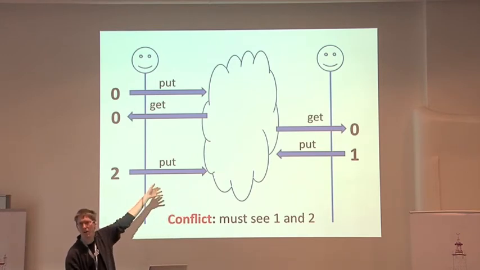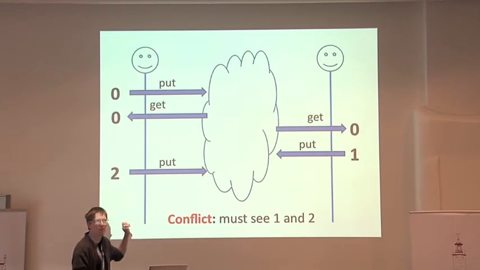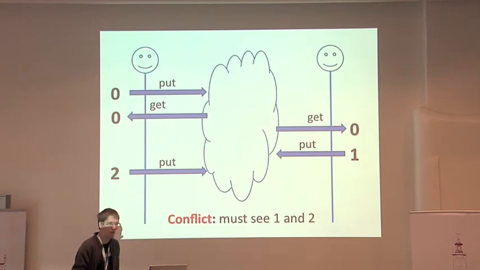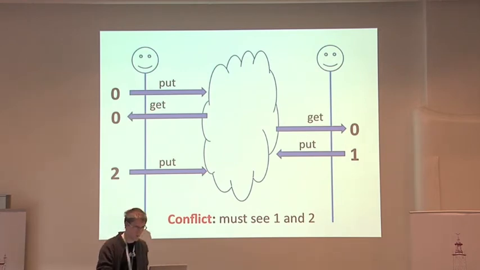We might also see 0. I mean, if we did, it wouldn't be an error. But we should definitely see 0 or see 1 and 2 because they've been put and no one's replaced them. So what do we get?